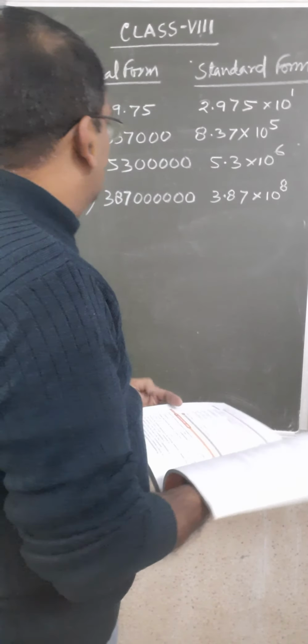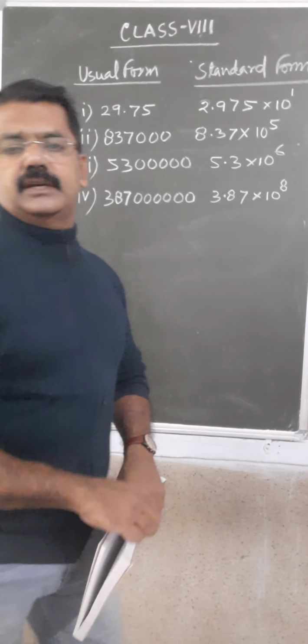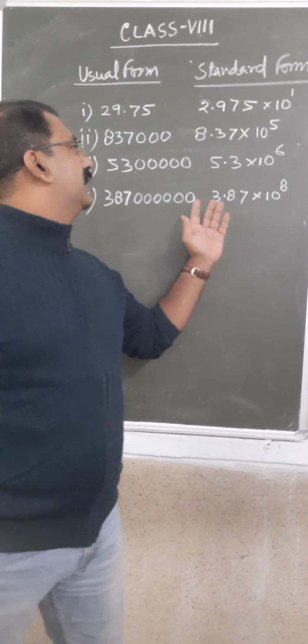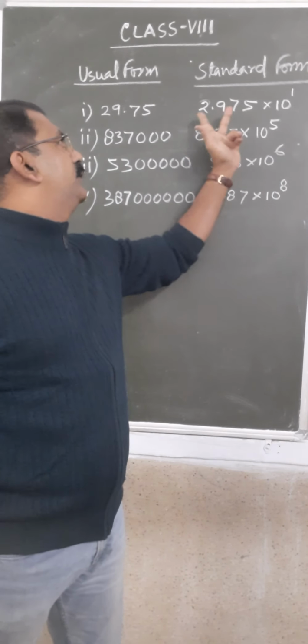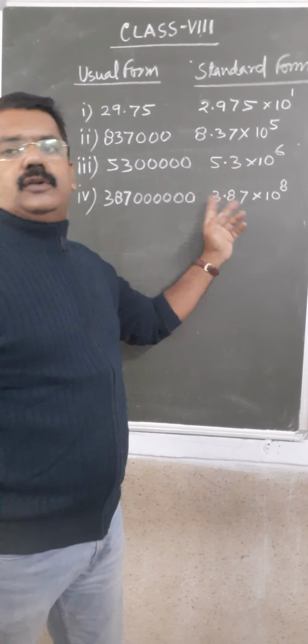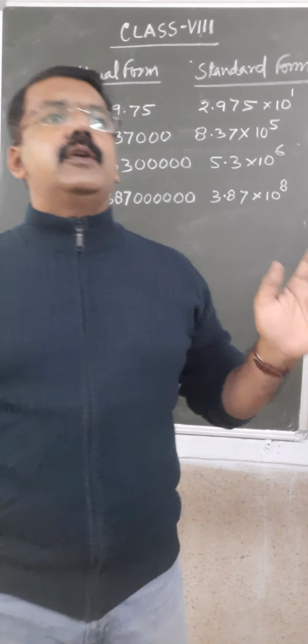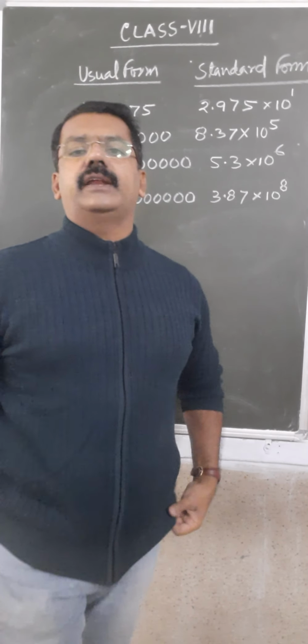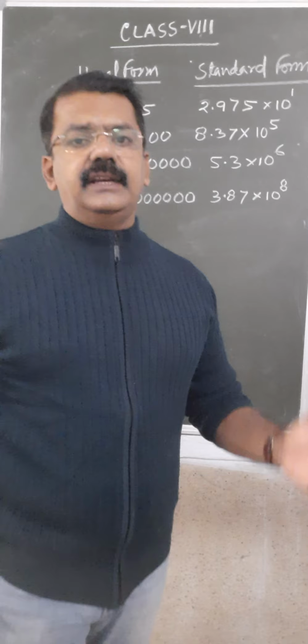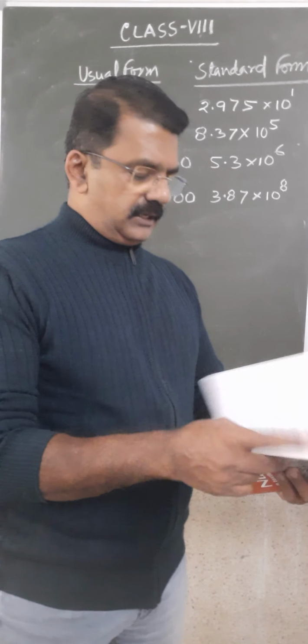Clear? So always remember one thing: in the standard form, if we check the number, not the power of 10, only the number, then that number should lie between 1 and 10. It should be greater than or equal to 1, but less than 10. Clear?